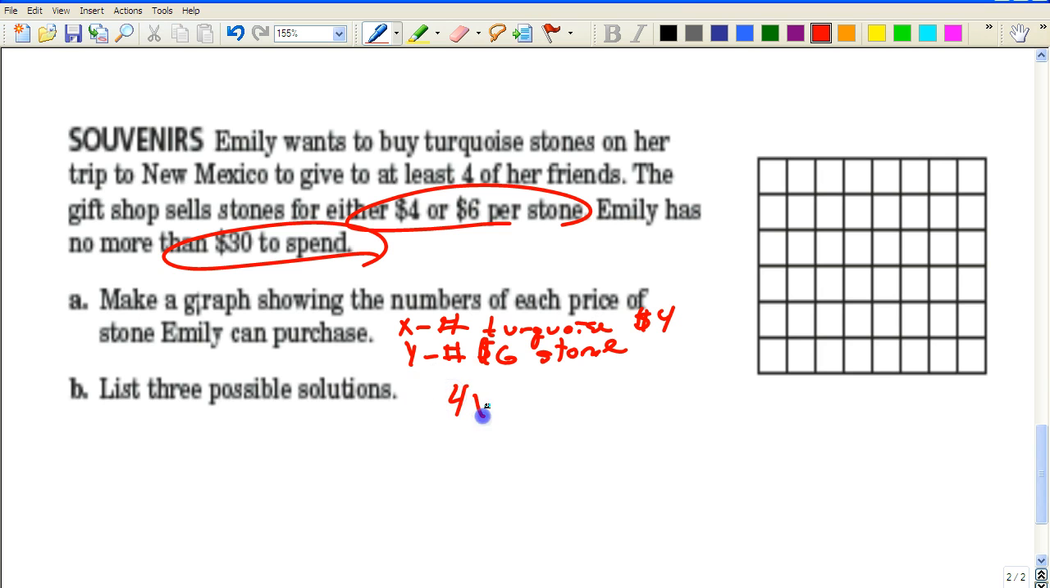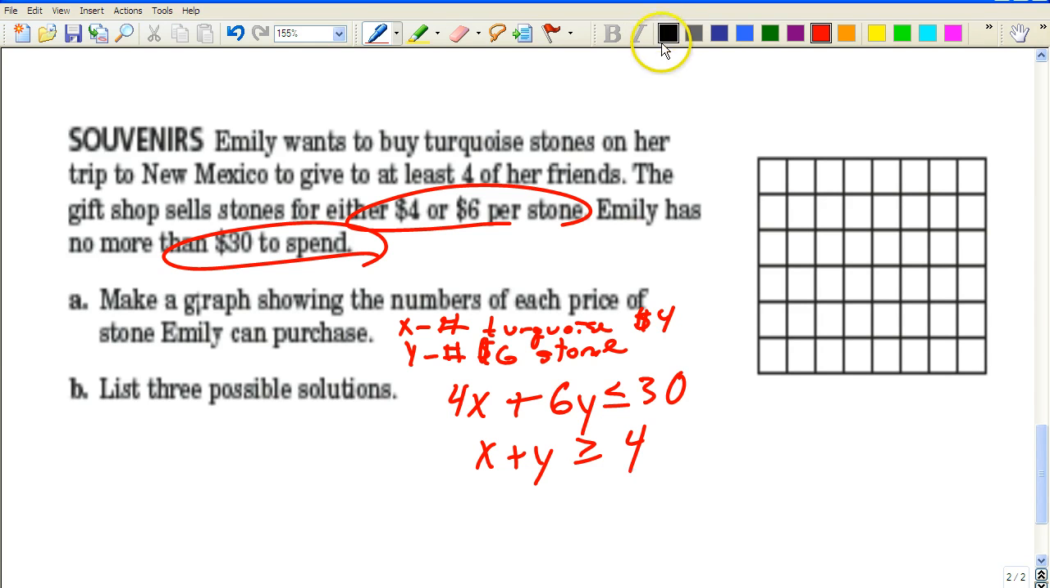So the first equation would be 4 times x, which is $4 times the number of those stones, plus 6 times y, $6 times the number of those stones, and that's going to be less than or equal to 30, because she has no more than $30. And then the next one, we want to give stones to at least 4 of her friends, assuming that each friend gets a stone. So between the two kinds of stones, we want x plus y greater than or equal to 4, because if we have less than 4, we can't give one to each of our friends.